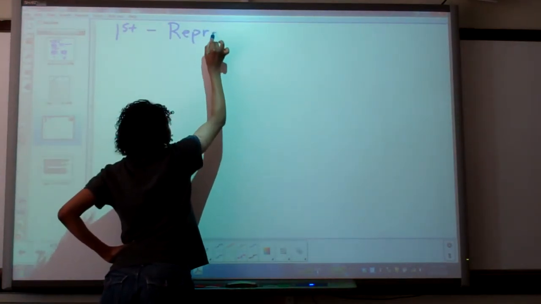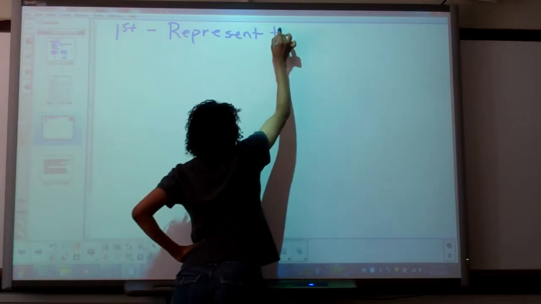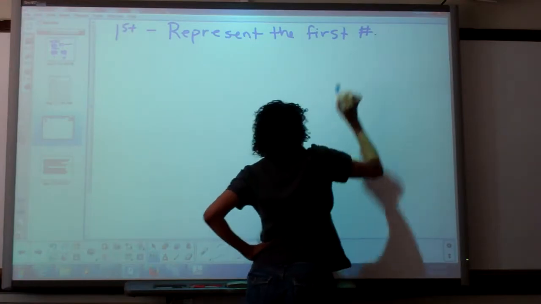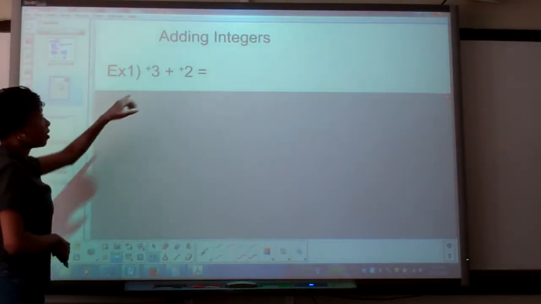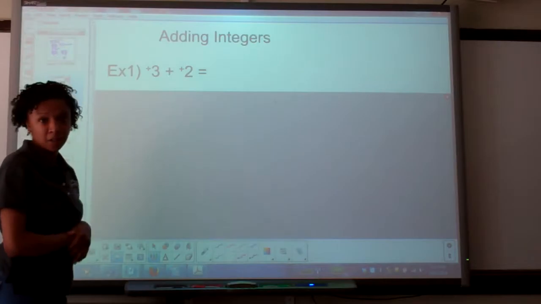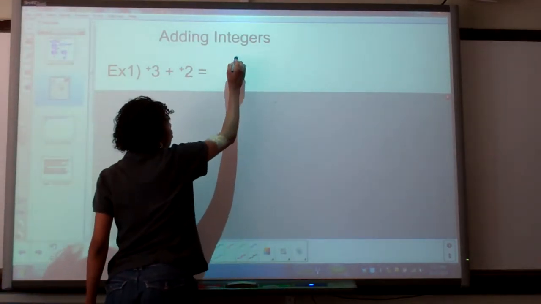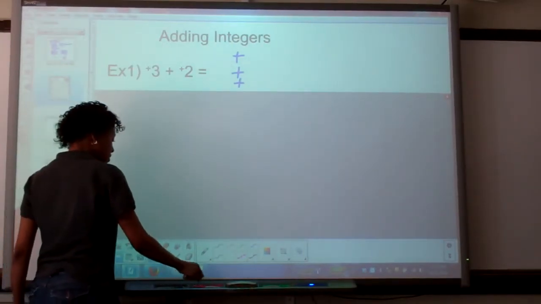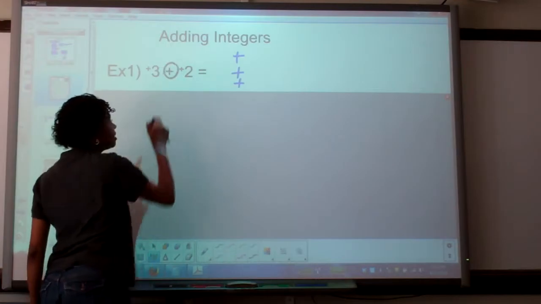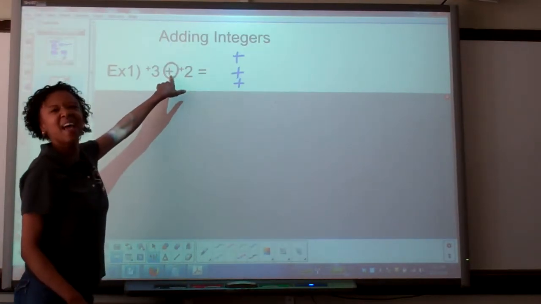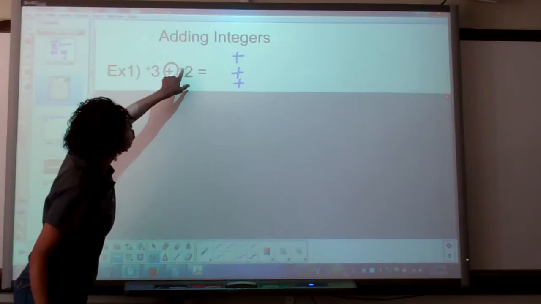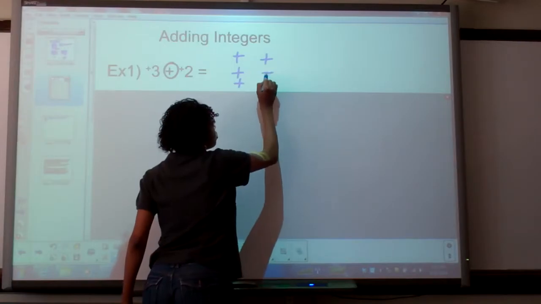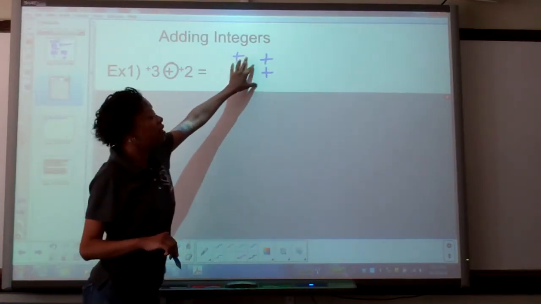represent the first number. Represent the first number. So, if I have a positive 3 plus a positive 2, to represent the first number, that means I have 1, 2, 3 positives. This plus sign here means to add. So it's telling me to add on what? It's telling me to add on 2 more positives. So I'm going to add on 2 more positives, 1, 2. My final answer should be in the same charge.